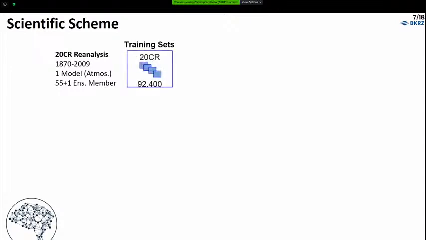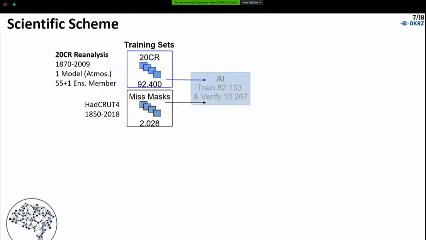So I took these 92,000 months we get out of the 20CR reanalysis, which are basically images, if you want to translate it to the machine learning term. And then we took HZG4, the data set we want to reconstruct in the end, and we took the missing value masks on it. These are a monthly data set, so we have over 2,000 missing value masks. And then we threw that into the training, into the AI, and then we have a training set and a verification data set. I'm pretty sure you all know that.